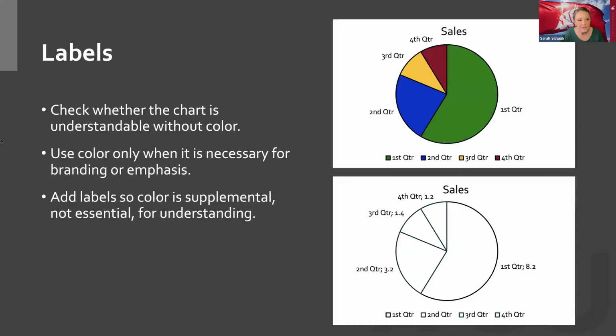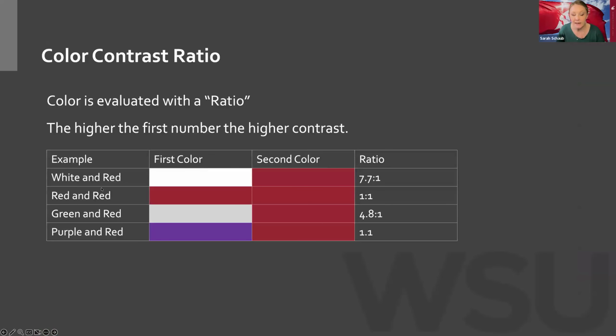The first example is white and red. If the first color is white and the second color is red, that ratio would be 7.7 to 1. That would pass in most cases, and we'll get into more about what the exact ratio requirements are depending on font size and what you're using. Red on red would be a 1-to-1 ratio. Obviously, that would not be accessible.